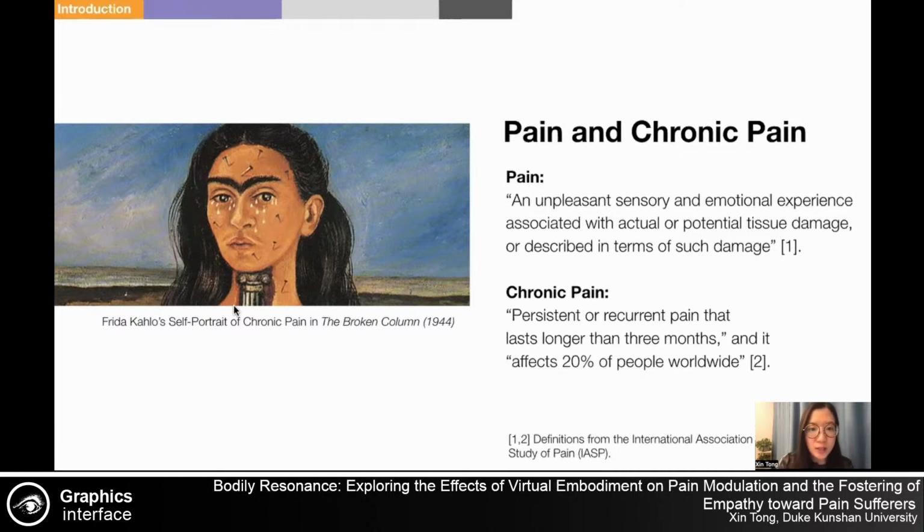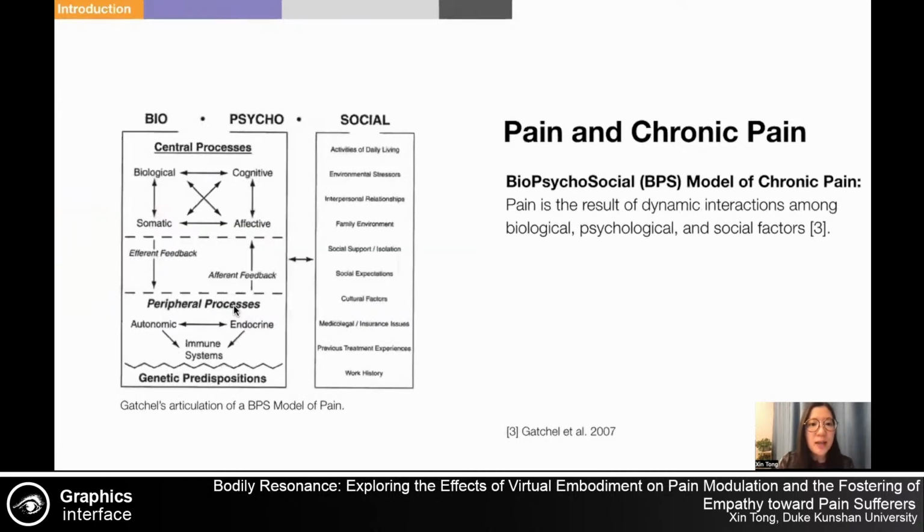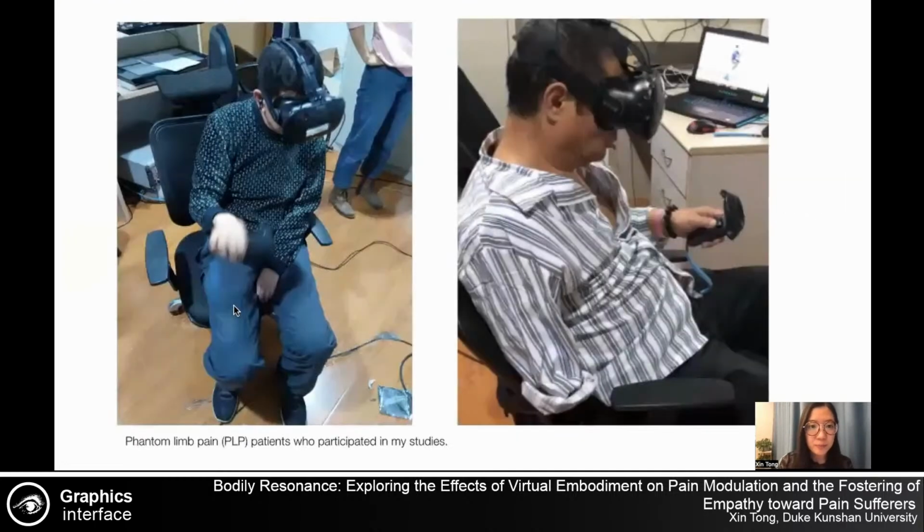Therefore, we need ways to support the self-modulation of chronic pain and to foster the public's awareness and understanding toward this population. Gatchel et al. viewed pain through a biopsychosocial model, which suggests that pain results from dynamic interactions among biological, psychological, and social factors. In my dissertation, I adopted the biopsychosocial model as the underlying theory for understanding the modulation process and potential impacts for chronic pain.